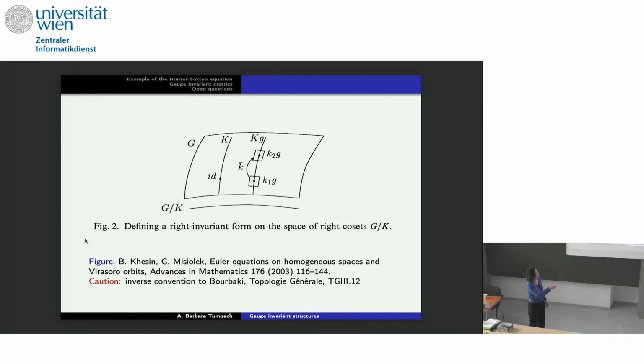You have fiber bundle like this. The group is acting on the fibers. And if you take a point here, you can act by an element of the small group K to map it on another point of the fibers. So the fibers are the orbits.